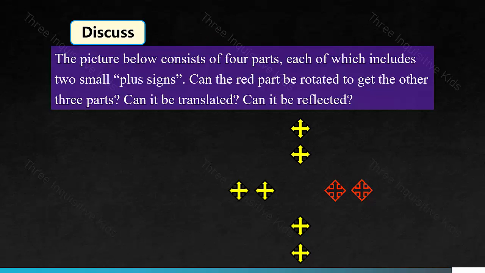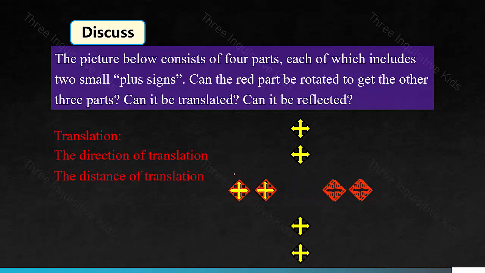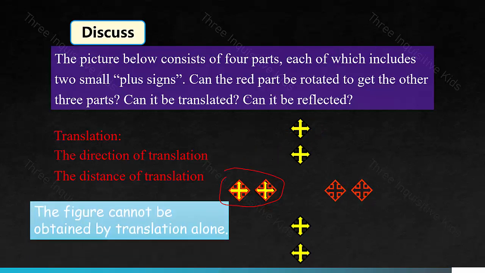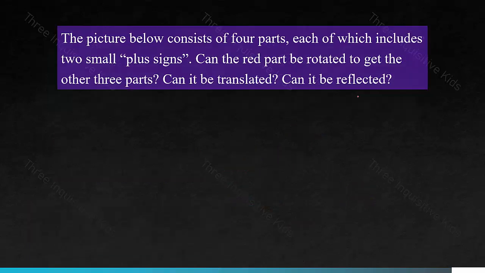The picture below consists of 4 parts, each of which includes 2 small plus signs. Can the red part be rotated to get the other 3 parts? Can it be translated, or can it be reflected? The direction of translation and the distances of translation are the 2 main elements we need to know in order to perform a translation. As you can see, if we're going to use translation, it's not going to work. Only these 2 will get covered. So the figure cannot be obtained by translation alone.